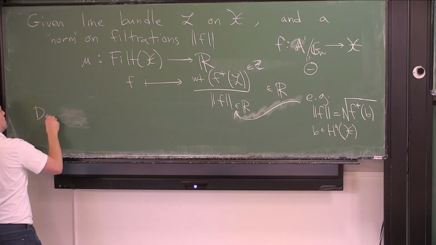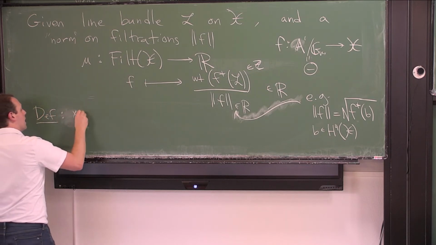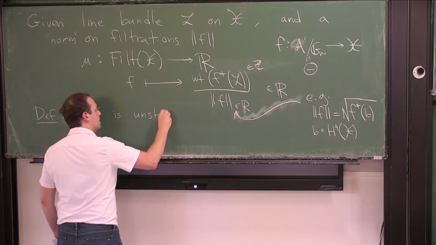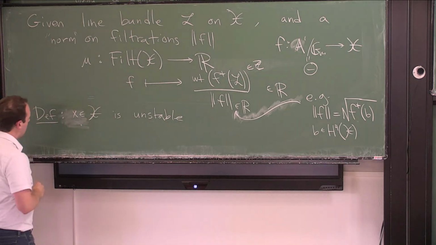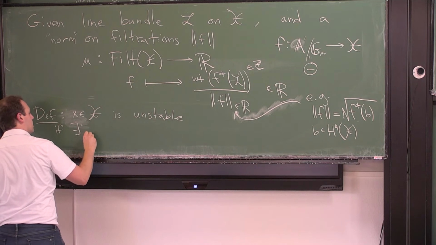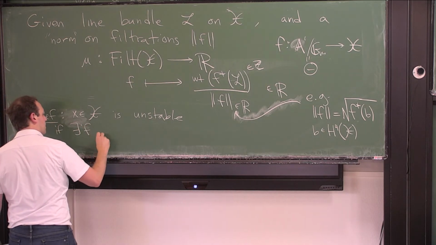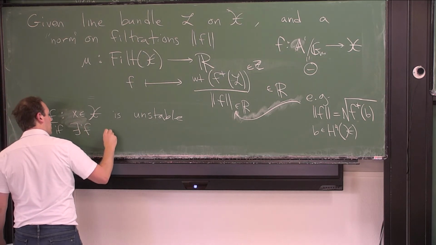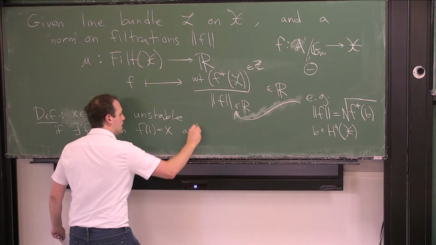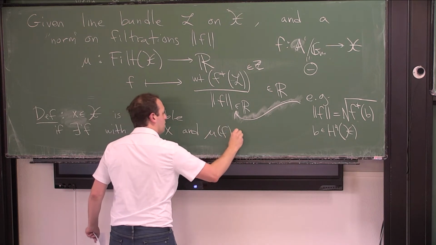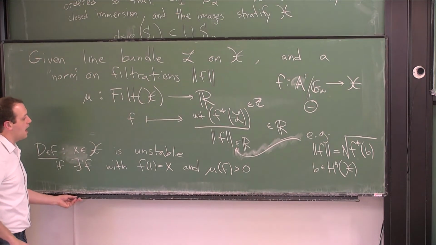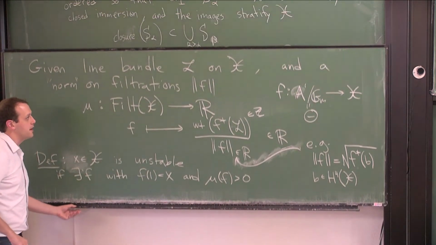Definition: x in X is unstable if there exists a filtration f with f of 1 equal to x and mu of f positive. So this is basically the Hilbert-Mumford criterion.